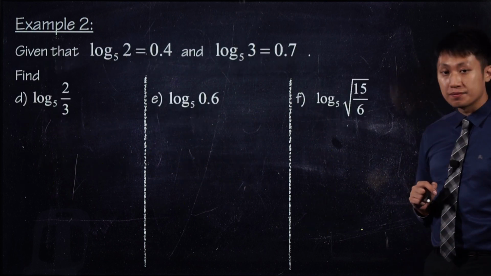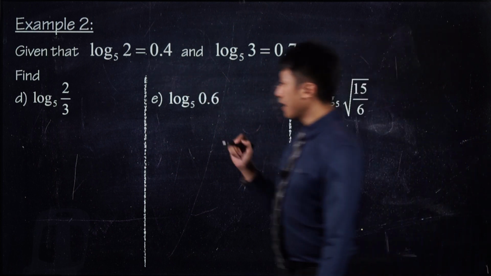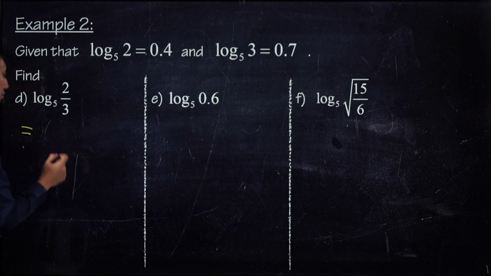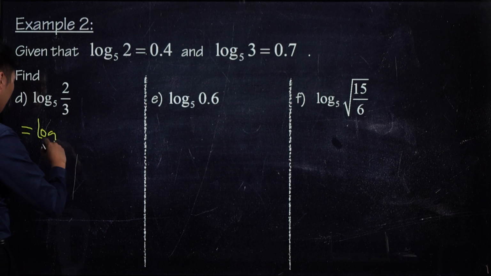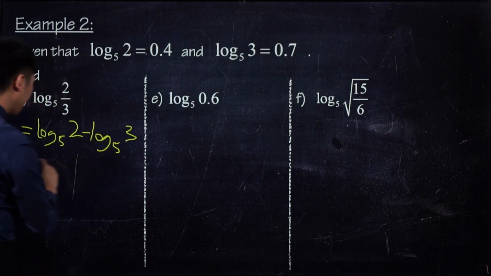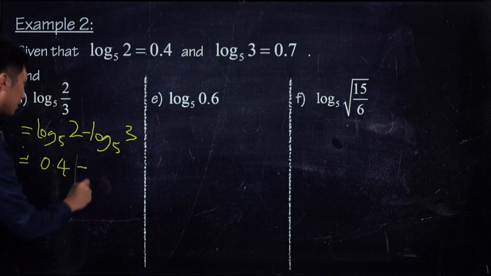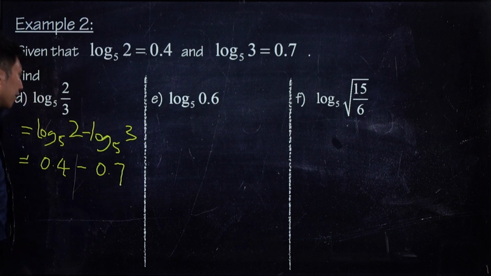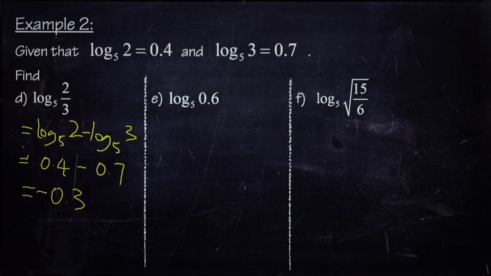Example 2. Given that log base 5 of 2 is 0.4, log base 5 of 3 is 0.7, let's continue with this. Divide inside means what? Minus outside. Log base 5 of 2 minus log base 5 of 3. So this becomes 0.4 minus 0.7. So it gives you a negative number, right? But it makes sense. 0.3 with a minus sign in front.